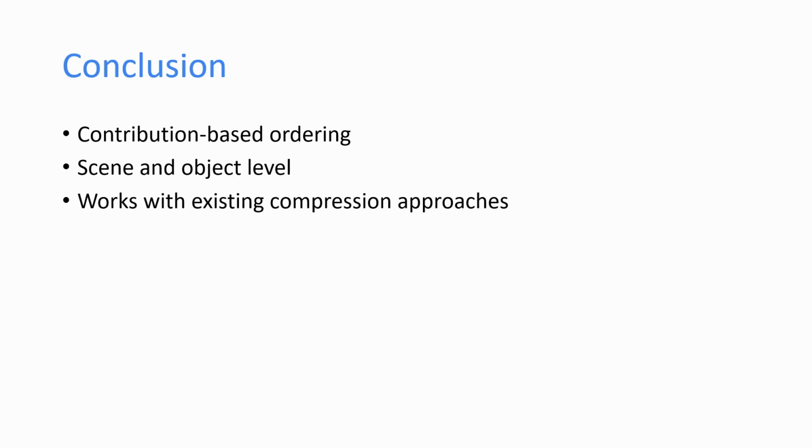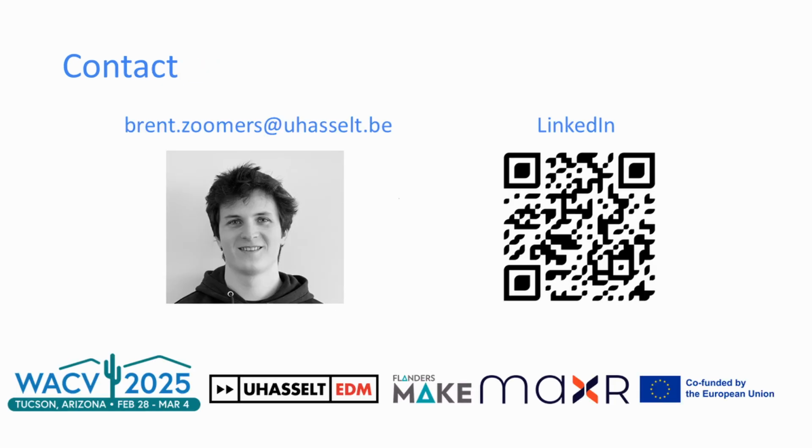To conclude, our approach allows progressive rendering and streaming of 3D Gaussian splatting scenes by determining an ordering among splats based on their contribution to the training views. This works both at a scene level and object level and can be used together with existing compression approaches to drastically reduce the amount of data needed to render initial versions of a scene.